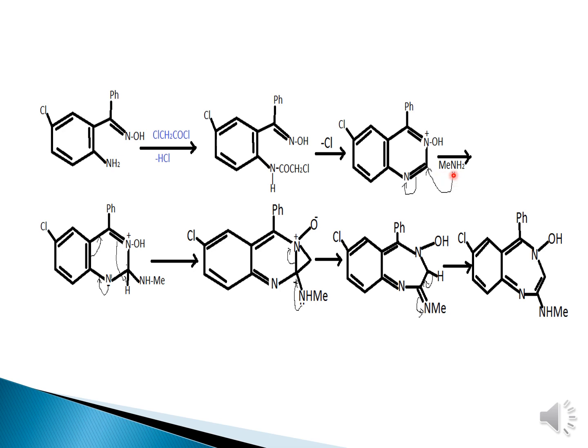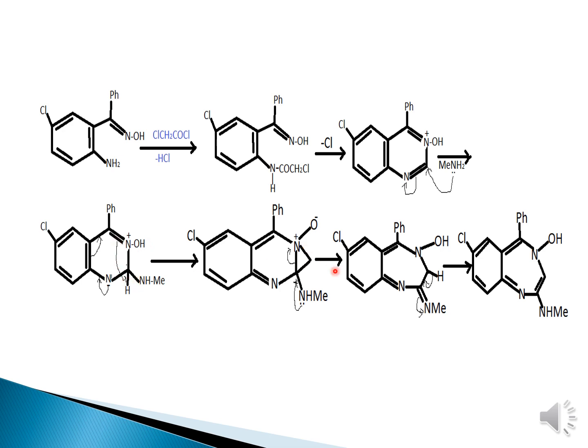This lone pair of electrons on the nitrogen atom will attack the carbon atom, and then this bond shifts, making a negative charge, and once it gains the negative charge over here, this negative charge shifts, making a double bond, and then this bond shifts, making a double bond over here, and then this bond rearranges towards this side, and it will form one aziridine ring. And after the formation of the aziridine ring, this hydrogen atom which is present in the oxime neutralizes the positive charge.